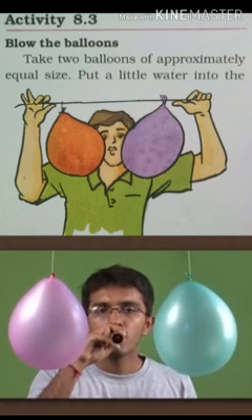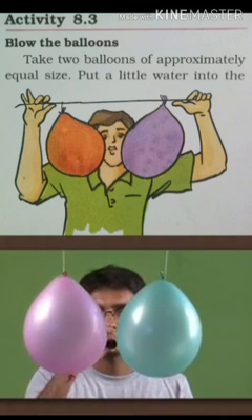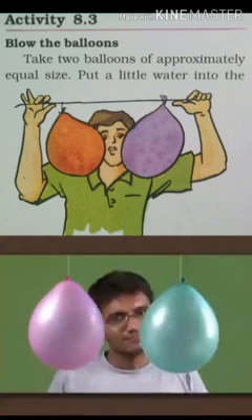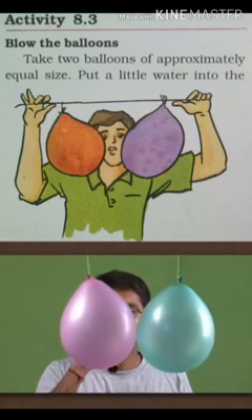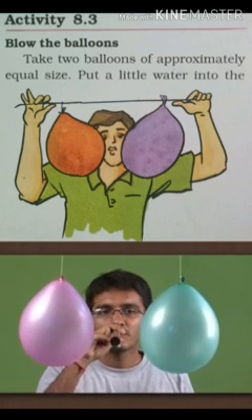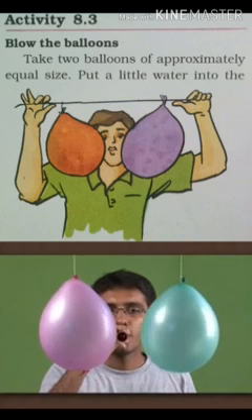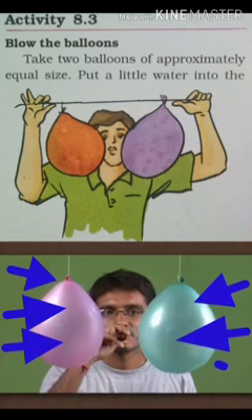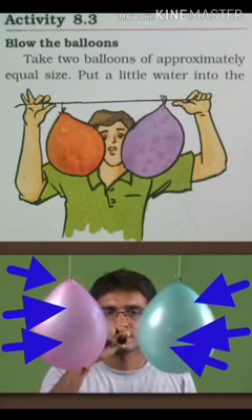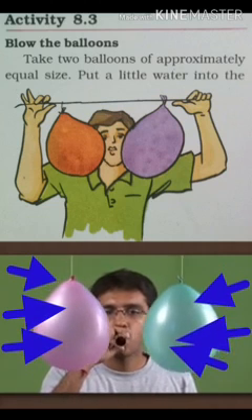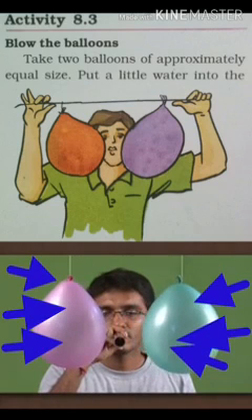So why does this happen? This happens because when you are blowing, the air in between the balloons becomes less, and the air surrounding the balloons from all sides pushes the balloons towards each other, and hence the balloons come close to one another. We'll do one more activity.